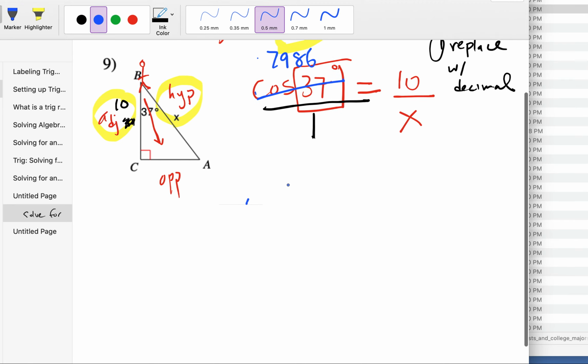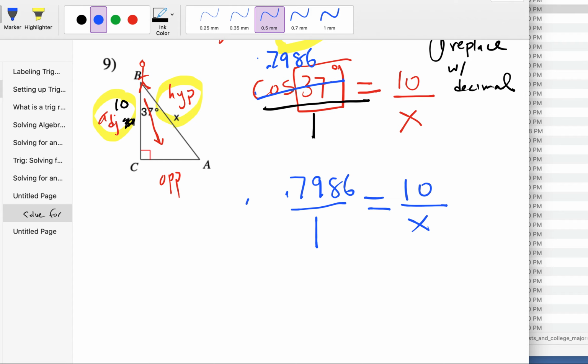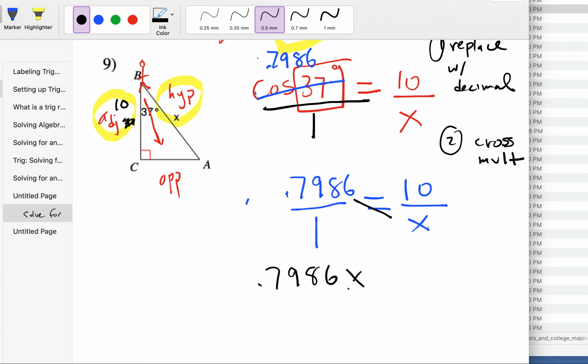So here's what we're going to have. We have 0.7986 over 1 equals 10 over x. So I recopied everything, but I replaced the cosine with the decimal. So now it's just a cross multiplying problem. So we're going to multiply, so 0.7986 times x equals 10. You're still going to use the same decimal if you do the problem.